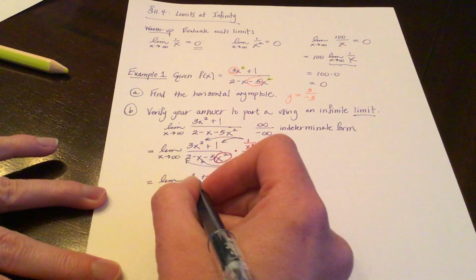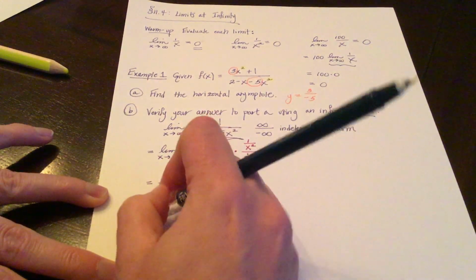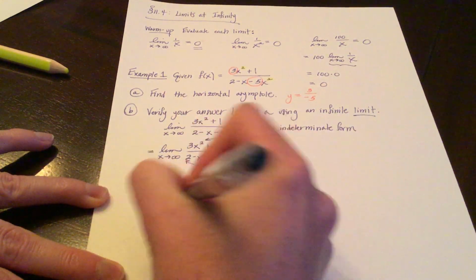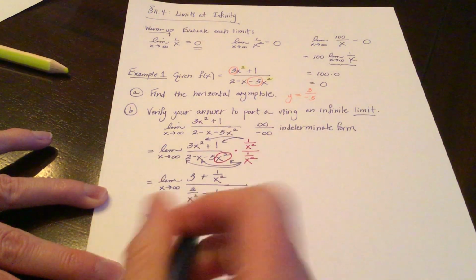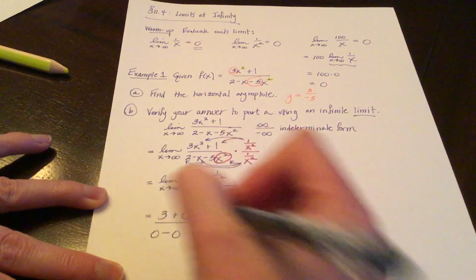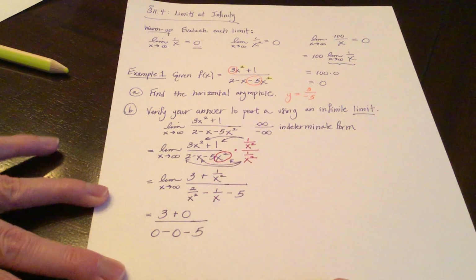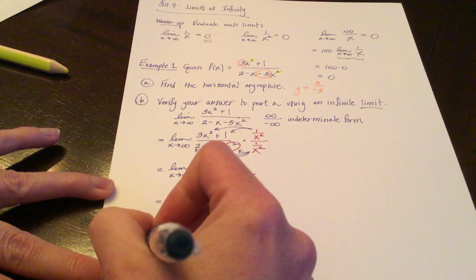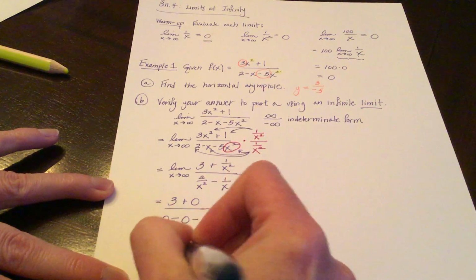Let x go to infinity on 3, you still have 3. Let x go to infinity on 1 over x squared, you get 0. X going to infinity of 2 over x squared, 0. Of 1 over x, 0. And of -5, still -5. Simplify this and you get, surprise, surprise, -3/5.